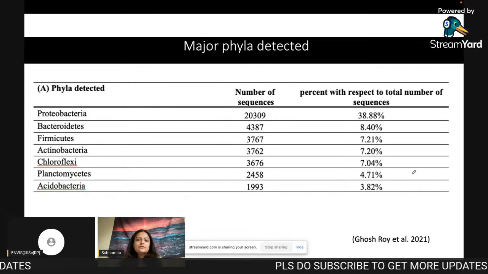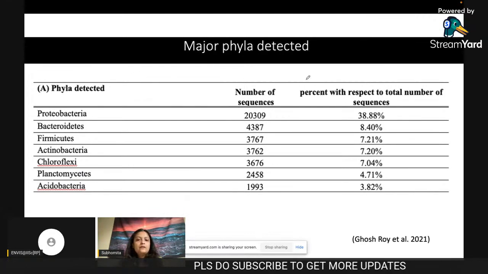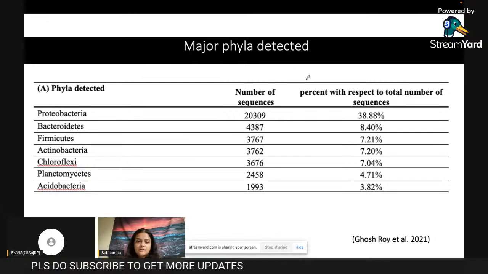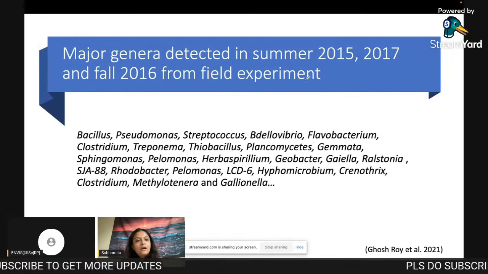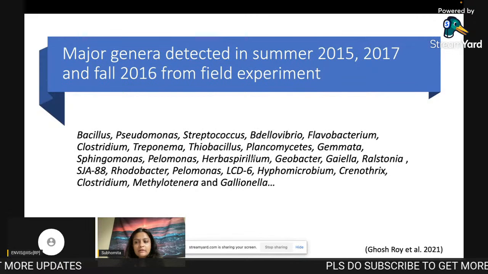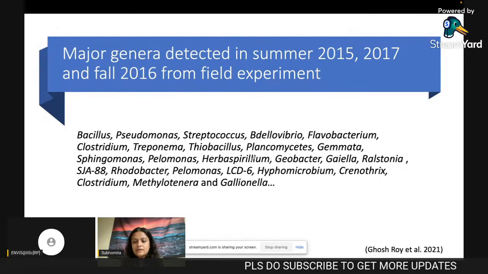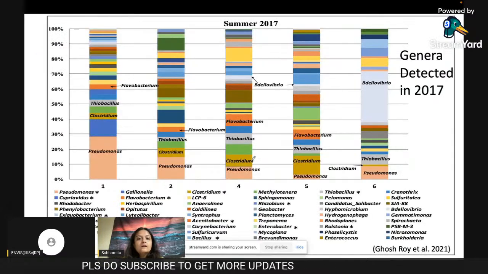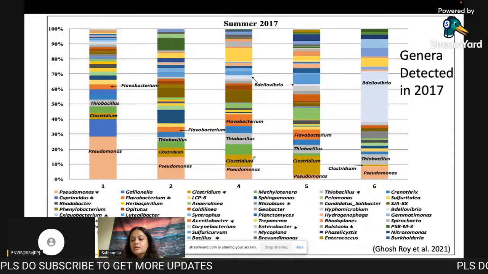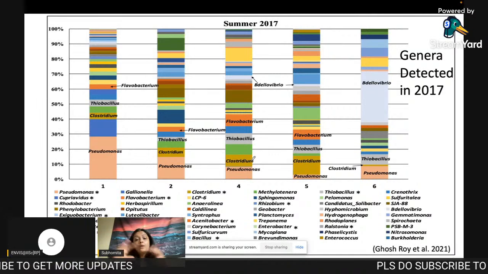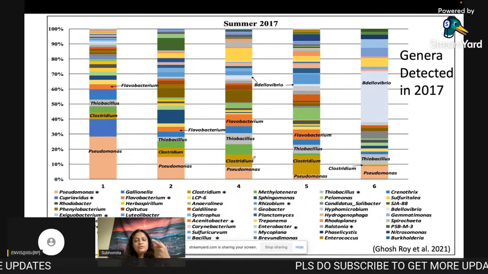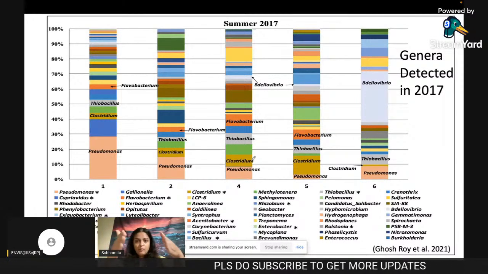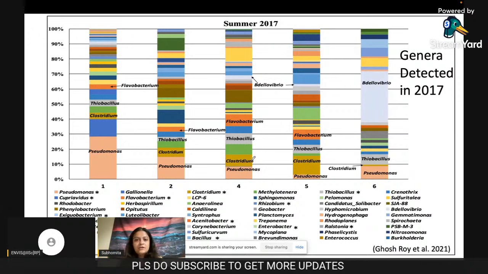So we analyzed the taxonomical data. This is the major kind of phyla that we found there, and this is pretty typical in a soil or sediment ecosystem. These were the major genera. This is just some examples of the genera. There are many more. I could not fit it in one slide. So this will show you the idea of how much diversity we had. This is just the 6 samples from one particular season, all the genera that we detected in 2017 summer.